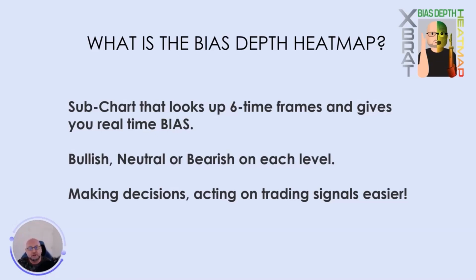If you've got a signal, if you've got all 6 time frames in the same color, it's green. If you've got a long signal, then you've got a confirmation. You can act on that trading signal. If you haven't, you don't act.